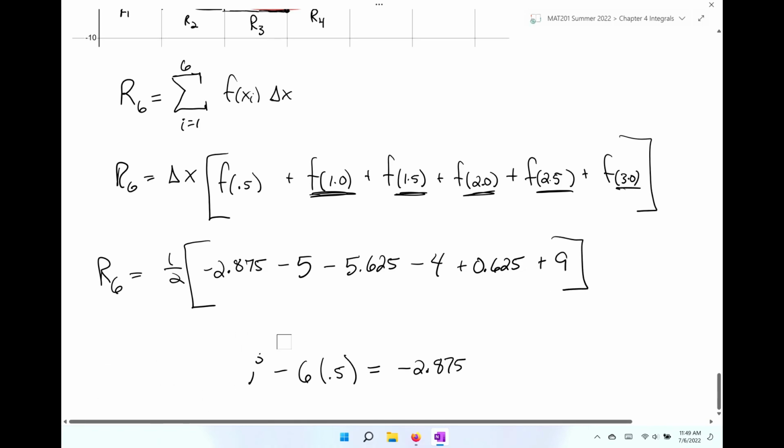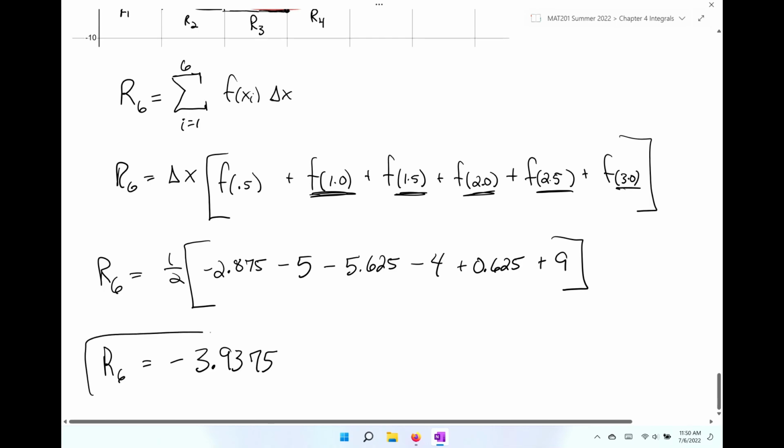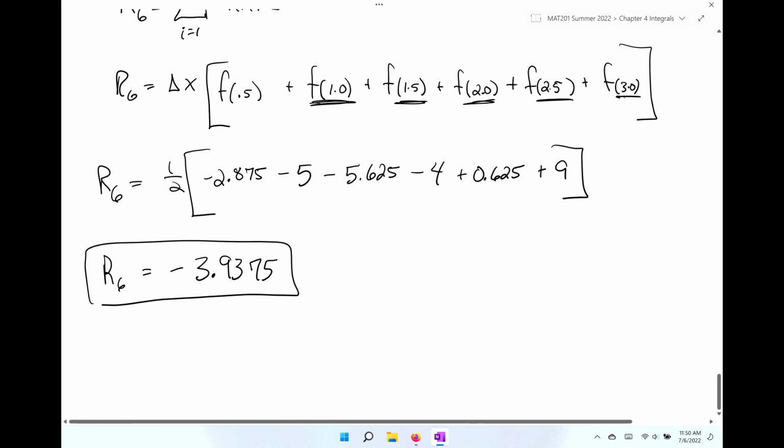And when you add all these up and multiply by 1/2, you should get negative 3.9375. All right. So notice that f is not a positive function, and the Riemann sum does not represent a sum of the area of the rectangles, but it does represent the sum of the areas of the blue rectangles minus the sum of the area of the other rectangles.